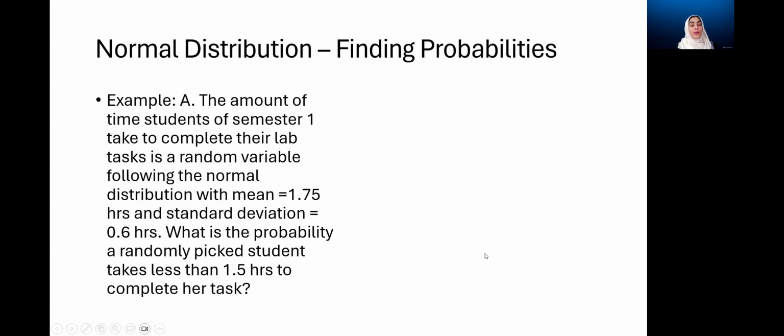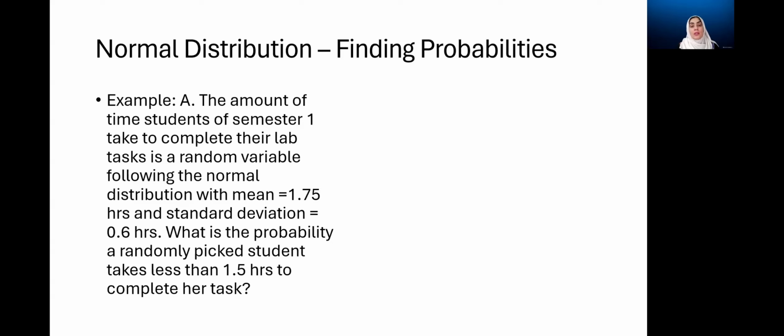Let's see this with the help of an example. The amount of time students of semester 1 take to complete their lab tasks is a random variable following the normal distribution with mean equal to 1.75 hours and standard deviation being 0.6 hours. What is the probability that a randomly picked student takes less than 1.5 hours to complete her task?